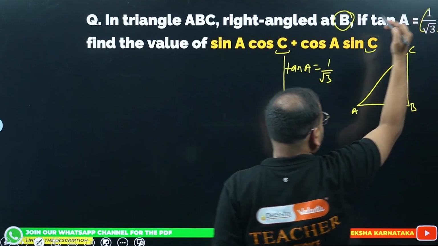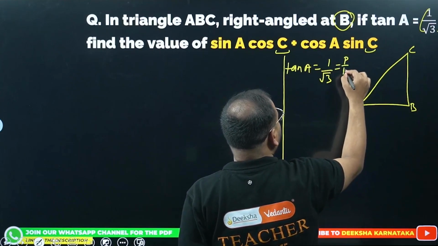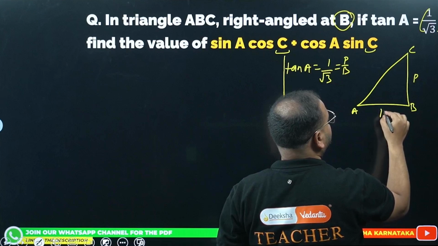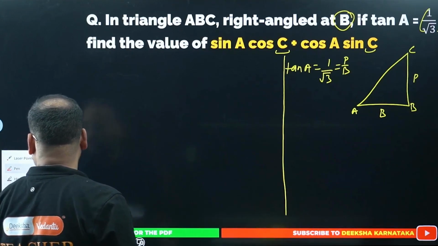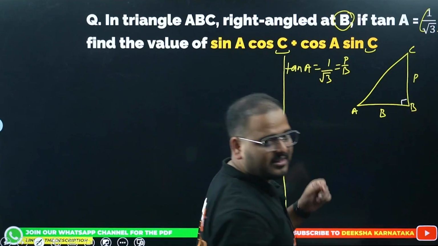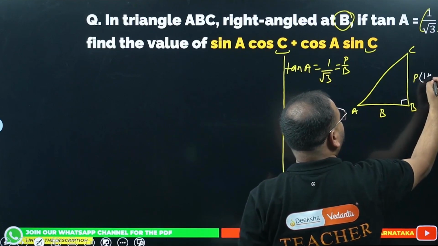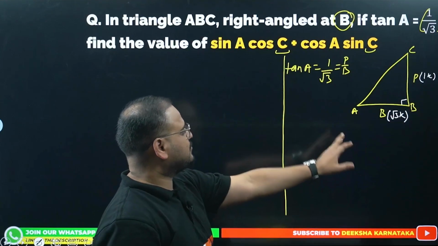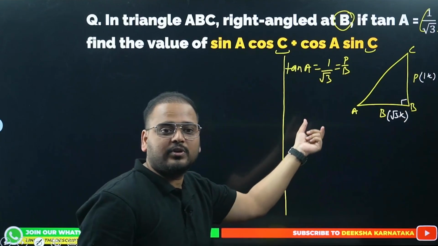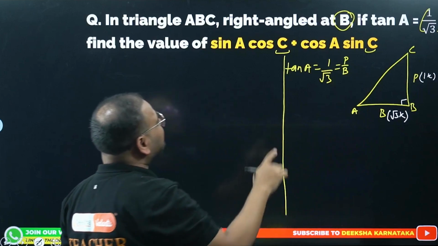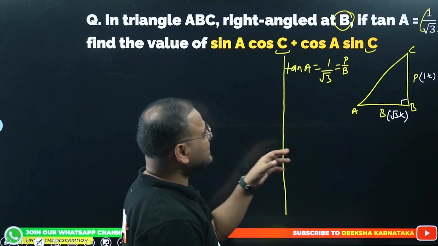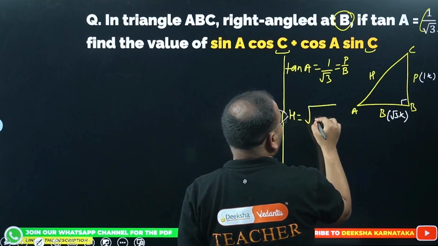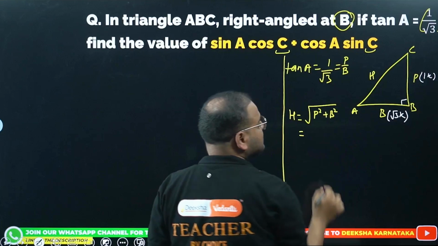What's the formula for tan? It is P by B. It means this is going to be my perpendicular and this is going to be my base. So if I use a constant k, I can write perpendicular as 1k and base as root 3k. Now quickly write your values for cos C and sin C. For that you'll need the hypotenuse, so let's find it. Hypotenuse will be equal to the square root of perpendicular square plus base square.